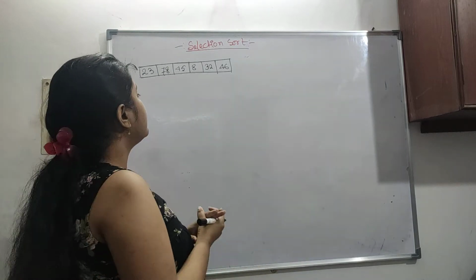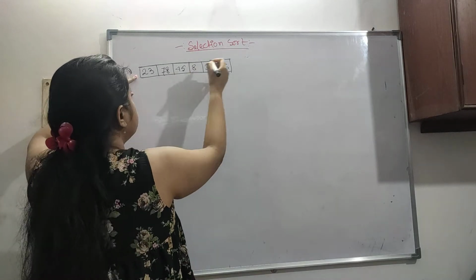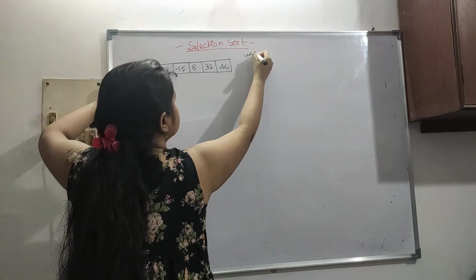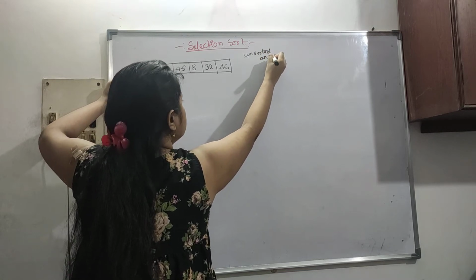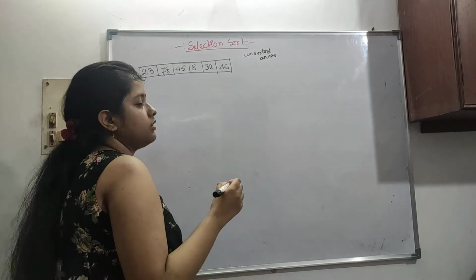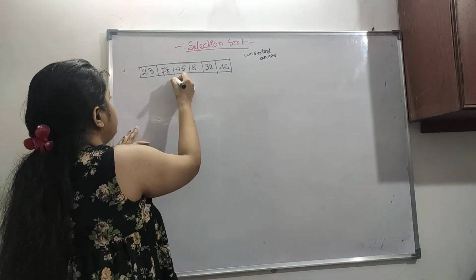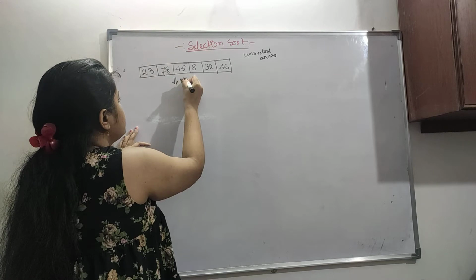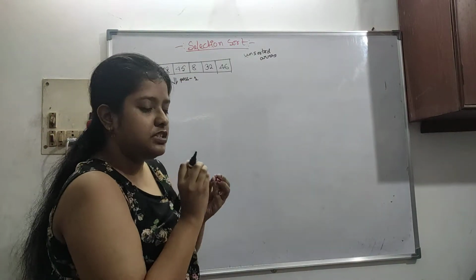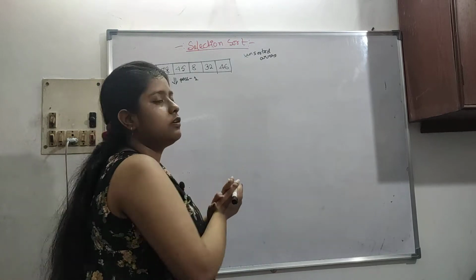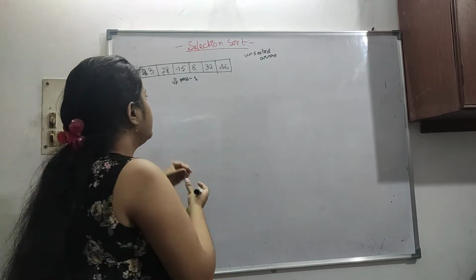And now let's start with selection sort. So now this is our array. This is an unsorted array. We have to sort this in ascending order. We are always taking ascending order. Let's say here, after pass 1. So the basic thing I will just tell you in gist, and then we will see the algorithm and time complexity.